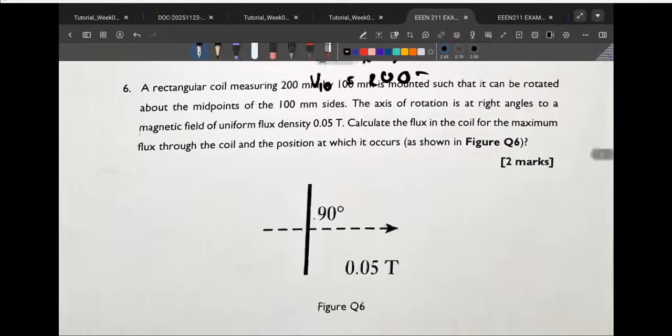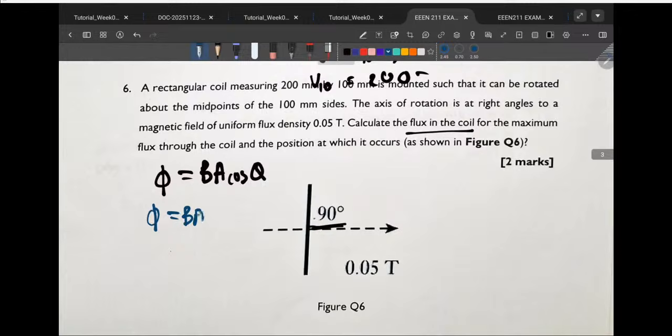This question, calculate the flux. Flux is this one. It is equal to BA, or we can say BA cos theta. Yeah, that's 90, so we can just say flux is equal to BA, and we can find it.